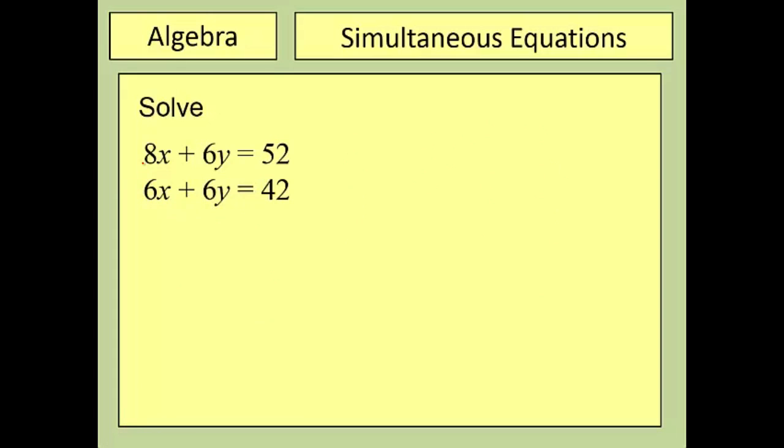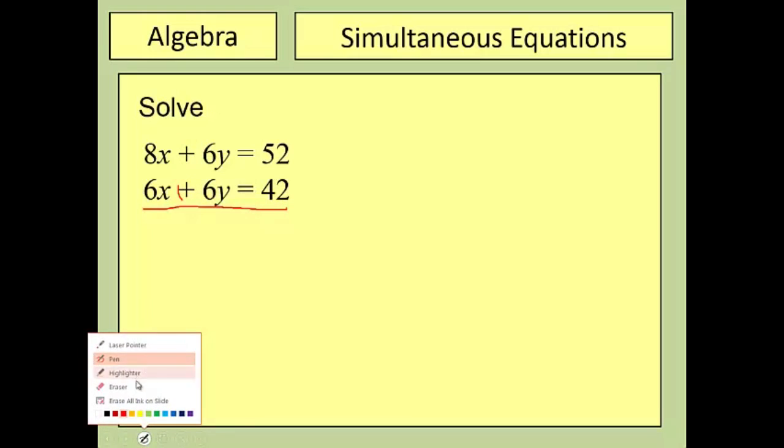Now in this case, again, I look for the coefficients being the same, so I have an 8x here and a 6x here. Well, they're different numbers, but fortunately I have a 6y here and a 6y here, they're the same number. So I can work with these y's. Now again, I look at the signs. In front of this one here I have a positive 6y, and this one here I have a positive 6y. And if the signs are the same, then you can subtract the equations.